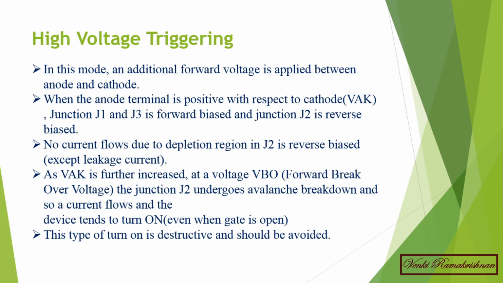The third one, high voltage triggering. When the voltage between anode and cathode, that is VAK, is increased to a very high voltage, avalanche breakdown occurs in junction J2, as in a PN junction diode, and conduction starts. This is a destructive phenomenon and should be avoided.